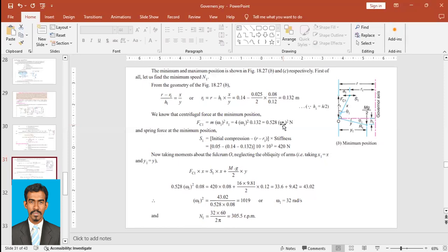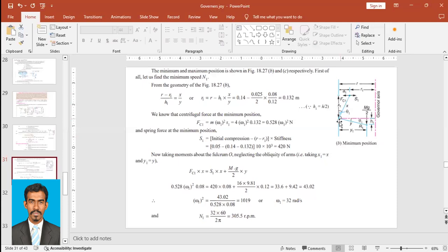Now we have to find the spring force, so that we can move to the moment equation. For that, we need the spring force at the minimum position, S1. To find the spring force, we should know the stiffness of the spring as well as the distance it is compressed or expanded. The stiffness was given as 10 kilonewtons per meter, that is 10 to the power 3. Now we need to find the compression or expansion.